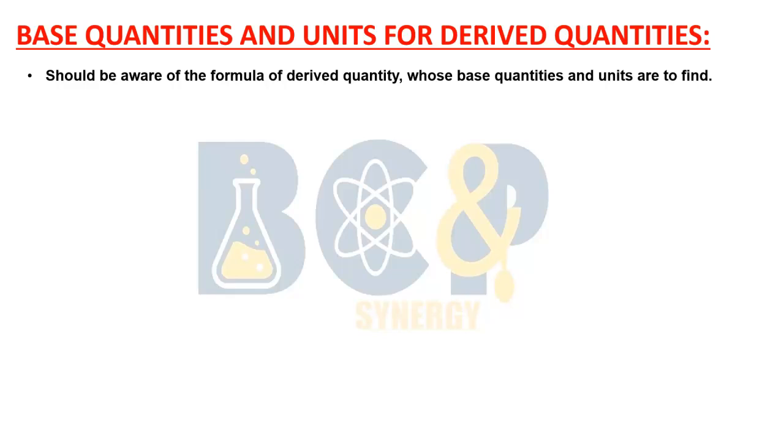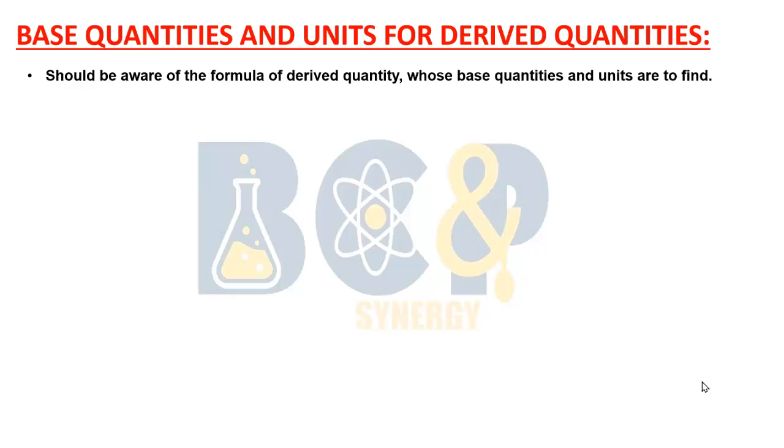This is part number 2 for lecture number 2. In the last lecture we studied derived physical quantities in detail, and the last subtopic we discussed was how we can determine the base quantities and base units for any derived physical quantity. If you are given a derived physical quantity and you are supposed to express or determine its base physical quantities and base units, then the only way to find them is to be familiar with that derived physical quantity's formula.